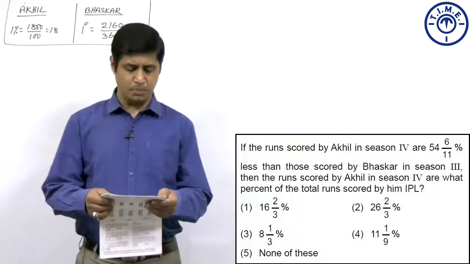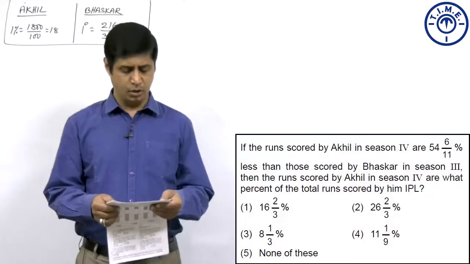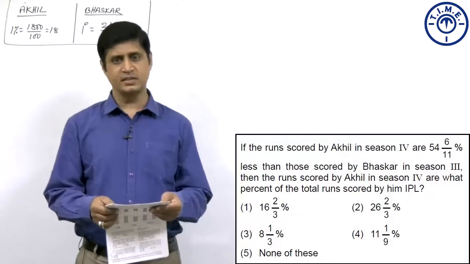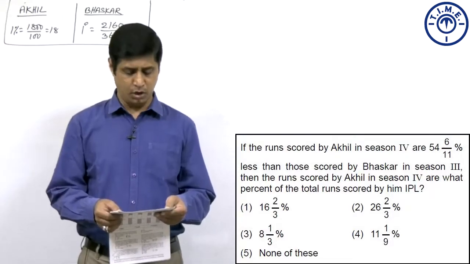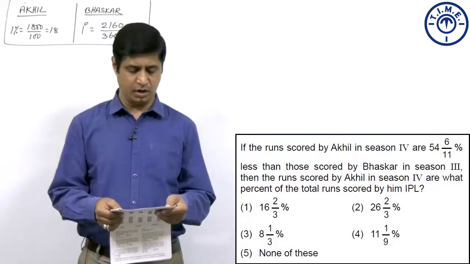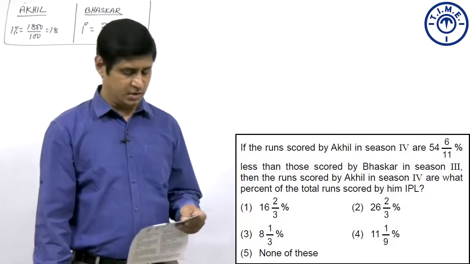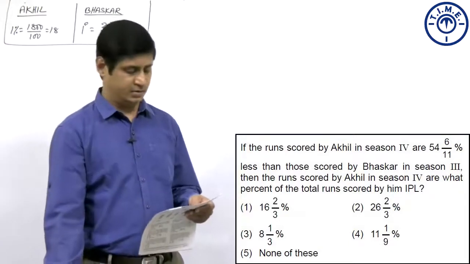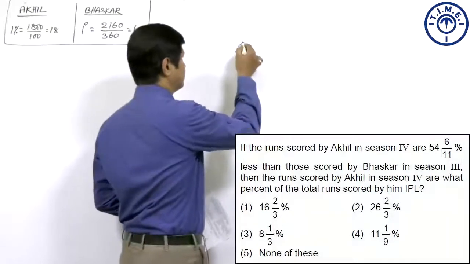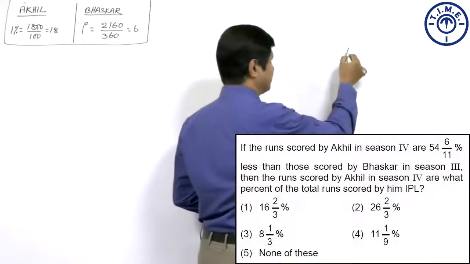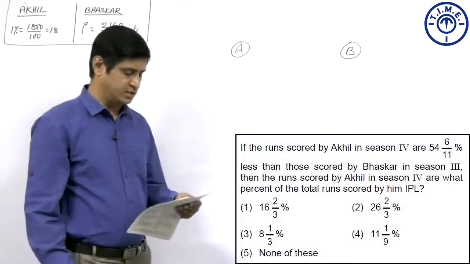If the runs scored by Akhil in season 4 are 54 6/11 % less than those scored by Bhaskar in season 3, then the runs scored by Akhil in season 4 are what percent of the total runs scored by him in IPL? So what to find here? The runs scored by Akhil in season 4. I am assuming Akhil as A and Bhaskar as B. Now what is the Akhil value? It is the Akhil value in season 4.